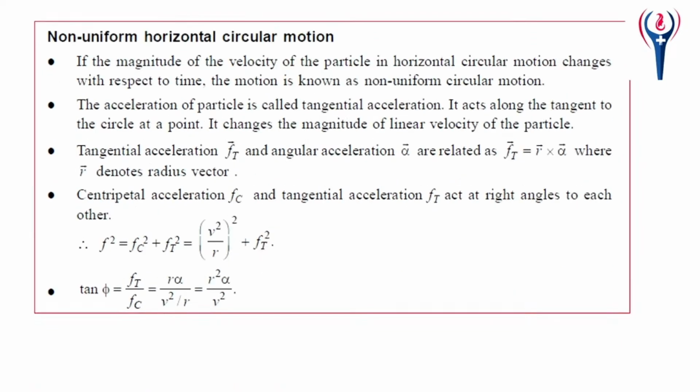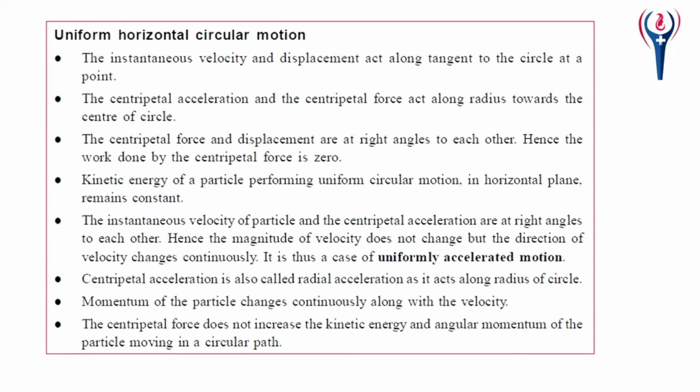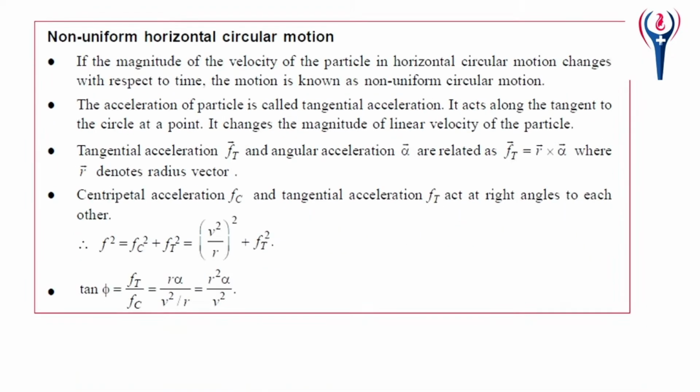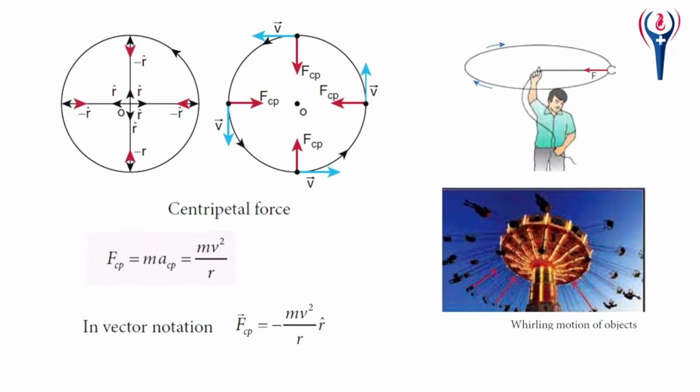Okay. Uniform circular motion and non-uniform circular motion. In uniform circular motion, centripetal force F will be there. In non-uniform circular motion, there are two forces: one is the centripetal force Fc, another is the tangential force Ft, and F square equals Fc square plus Ft square. The centripetal acceleration formula is ac equals v square by R. And the centripetal force formula is F equals mv square by R. In vector notation, it is mv square by R into R cap.